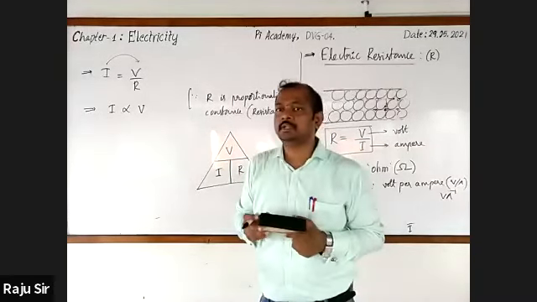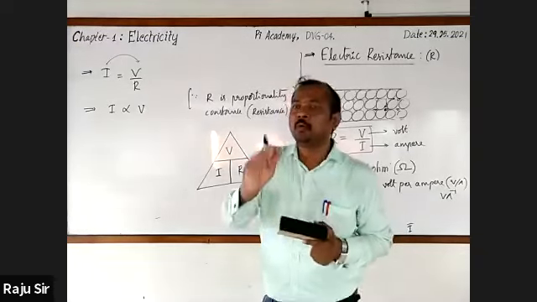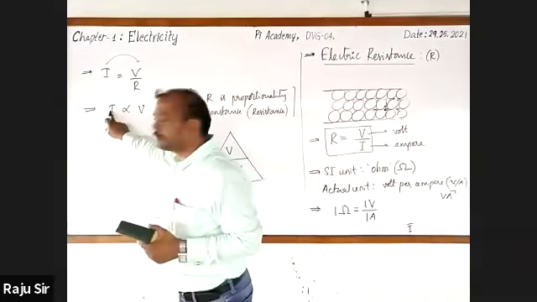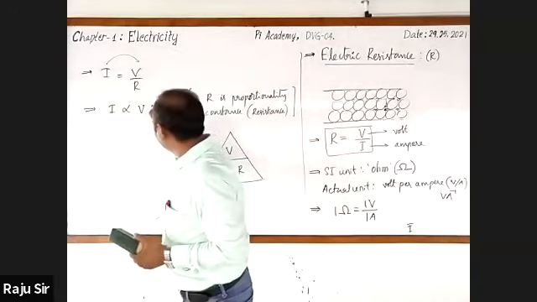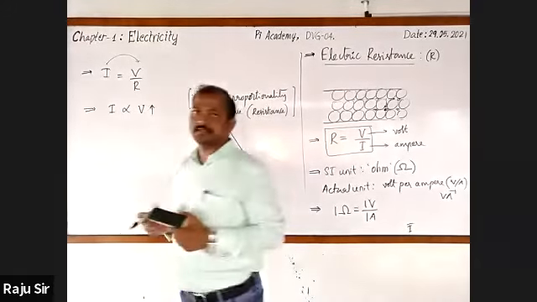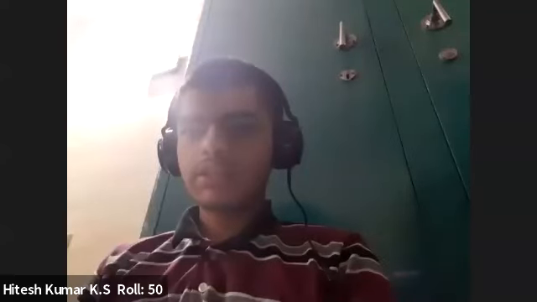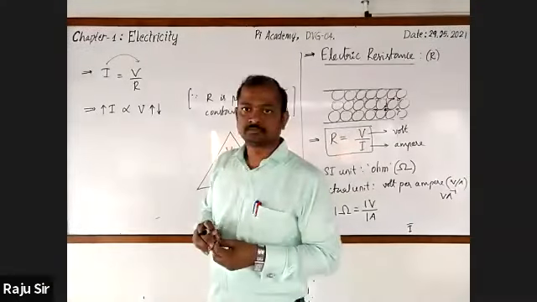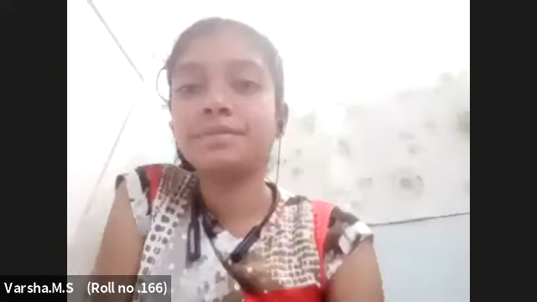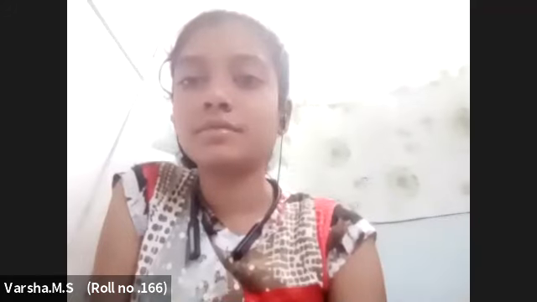My question is, what will be the current flowing through the conductor if voltage increases? Current will also increase. If voltage decreases, current will also decrease, sir. Right?